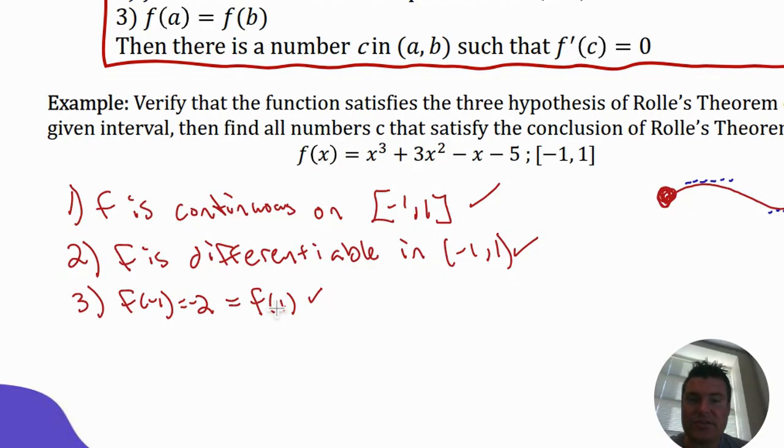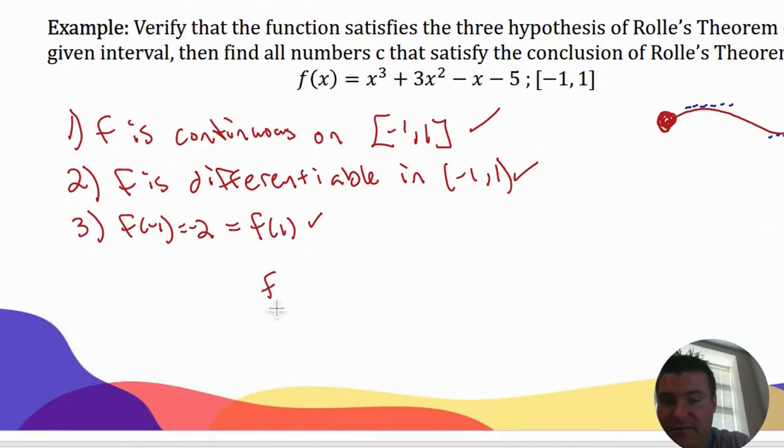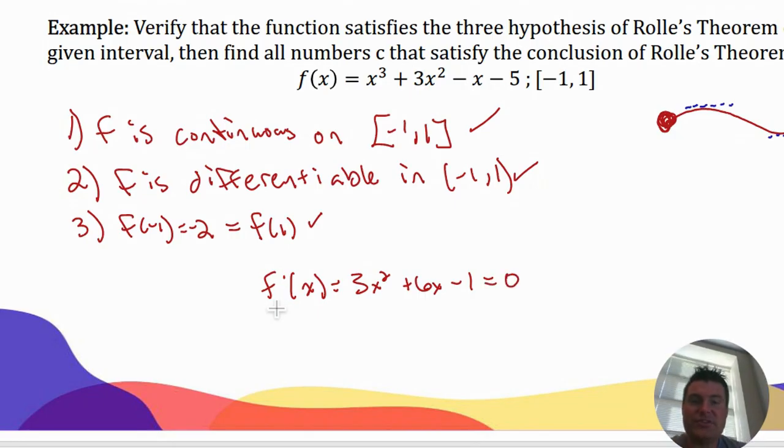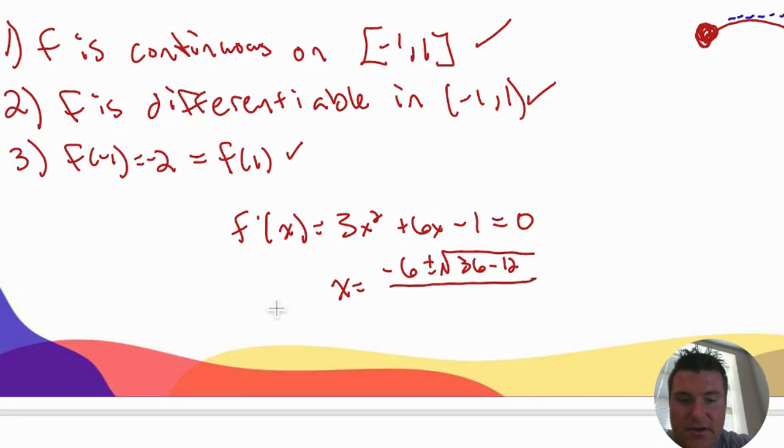So now what we need to do is go ahead and solve for Rolle's theorem. So we're going to find the derivative here. So f prime of x is equal to 3x squared plus 6x minus 1. And we're going to set this equal to 0. This is something that I cannot factor. I can just look at it and tell. So I'm going to use the quadratic formula here. So x is going to equal -b, which is -6, plus or minus the square root of b squared, which is 36, minus 4ac, that's going to be minus 12, all over 2a, which is going to be 6. By the way, that's root 24, which is the same thing as 2 root 6.